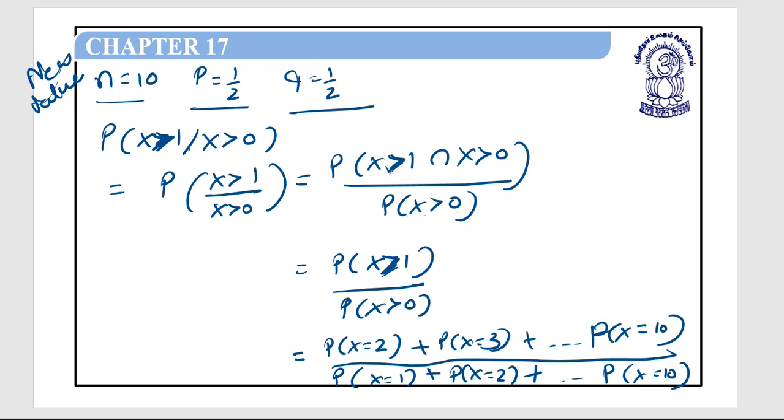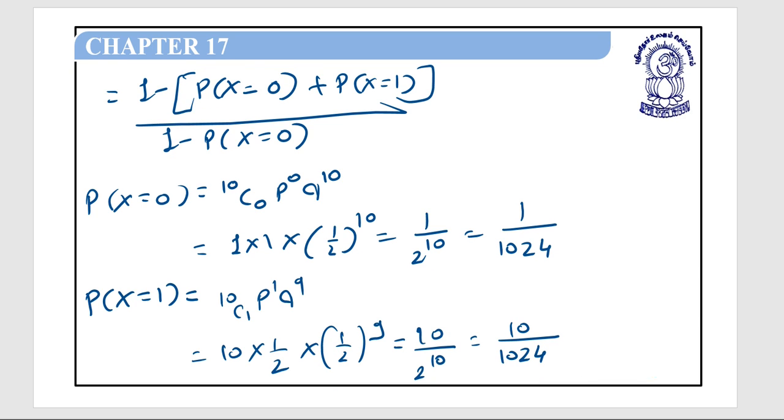So probability of x is equal to 2 plus probability of x is equal to 3 up to probability of x is equal to 10, divided by probability of x is equal to 1 plus probability of x is equal to 2 up to probability of x is equal to 10. So 1 minus, in the bracket, probability of x is equal to 0 plus probability of x is equal to 1.